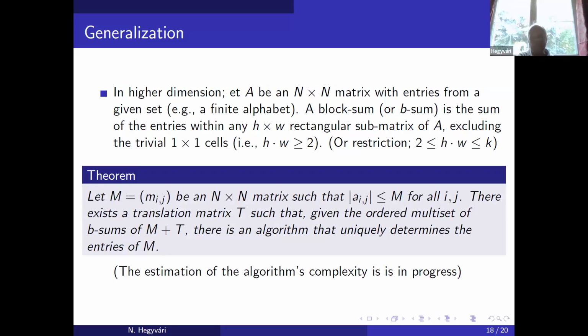There is an n times m matrix whose entries are bounded in absolute value by m. Then there is a translation matrix, which resembles the integer case. Then if someone gives the B sums of m plus t, of course omitting the 1 times 1 cells, there is an algorithm which uniquely determines the entries.